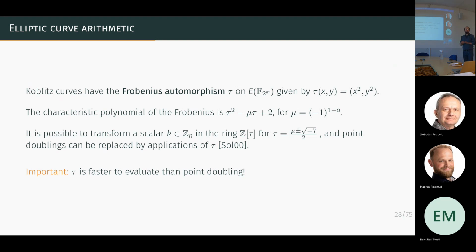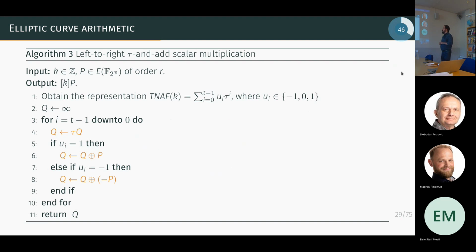And that's more efficient because it's just squarings. We saw that squarings in a binary field are really fast, right? So instead of having that complicated point doubling slope formula, now we just apply tau. And I will show you the resulting algorithm.